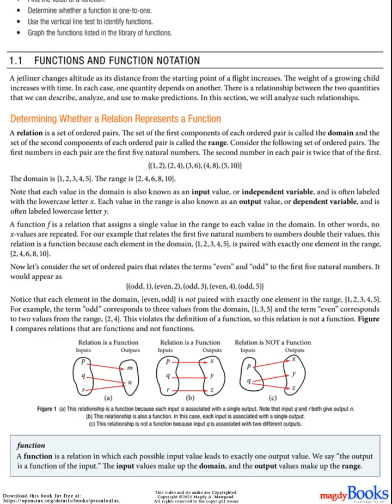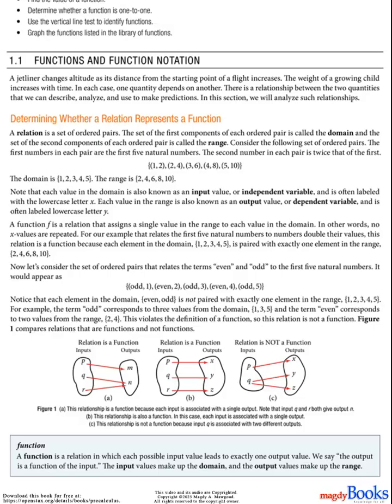Note that each value in the domain is also known as an input value, or independent variable, and is often labeled with the lowercase letter x. Each value in the range is also known as an output value, or dependent variable, and is often labeled with the lowercase letter y. A function f is a relation that assigns a single value in the range to each value in the domain. In other words, no x values are repeated. For our example that relates the first 5 natural numbers to numbers double their values, this relation is a function because each element in the domain, 1, 2, 3, 4, 5, is paired with exactly one element in the range, 2, 4, 6, 8, 10.